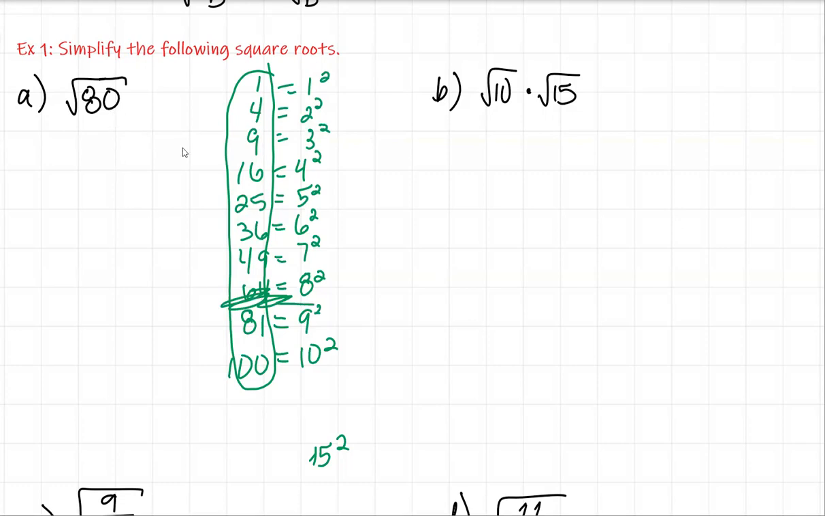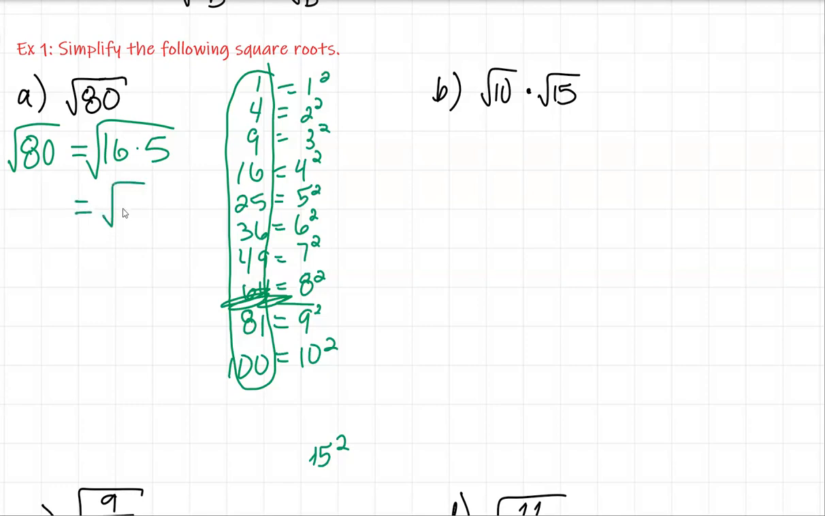64 goes into 80? No. 49? Nah. 36? Nope. 25? Nope. 16 does though. I can rewrite 80 as 16 times 5. So I can do that underneath the radical. I can rewrite square root of 80 as the square root of 16 times 5.